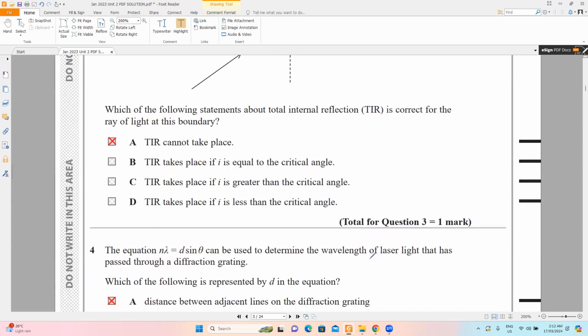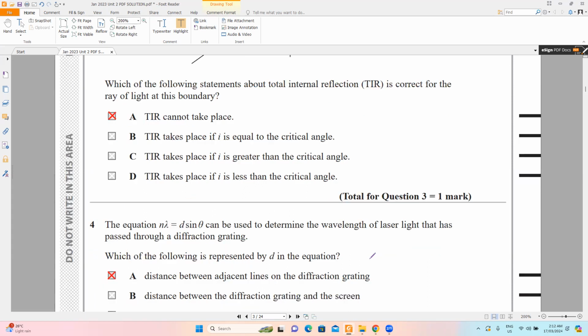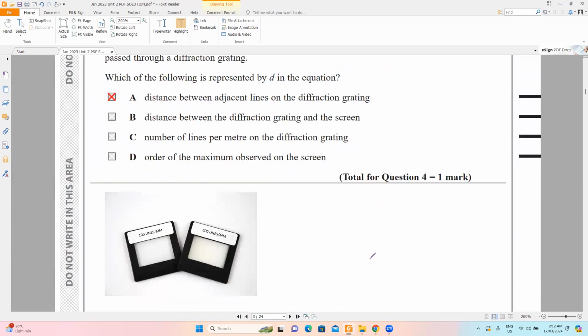The equation n lambda equals d sine theta can be used to determine the wavelength of laser light that has passed through a diffraction grating. Which of the following is represented by d in the equation? Let's take a look at two diffraction gratings. Of course I cannot draw 100 lines in 1 millimeter, so this is not to scale. This is a few lines in maybe some millimeters, and since the other has more lines, that means more lines per millimeter. So the distance between two lines is what you call d. This is d, the distance between adjacent lines on the diffraction grating.